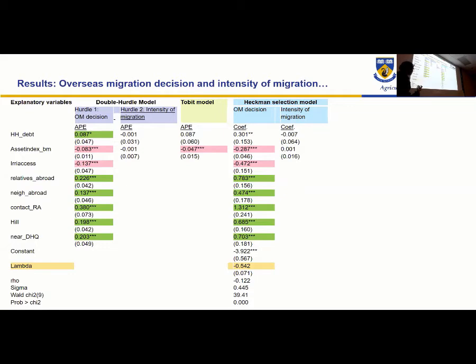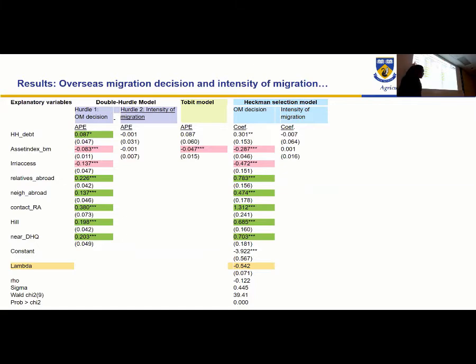migration network and institutional contact variables, such as whether the household had relatives abroad or not, whether the household neighbors were abroad or not, whether the household had any contact with migration intermediaries like manpower agents or not. So those having relatives abroad, neighbors abroad, and contacts, it shows they are migrating overseas. Those households are more likely to migrate overseas, and likewise those households located in the hills and those located near the district headquarters, they are also more likely to migrate overseas.